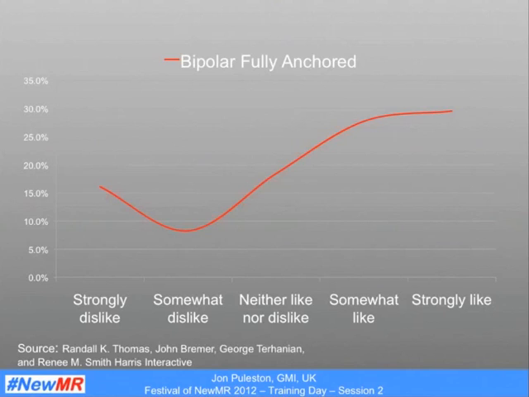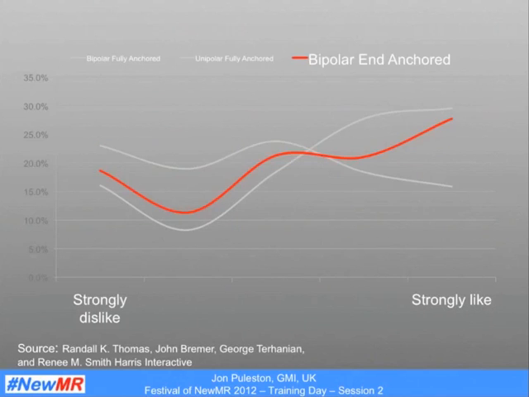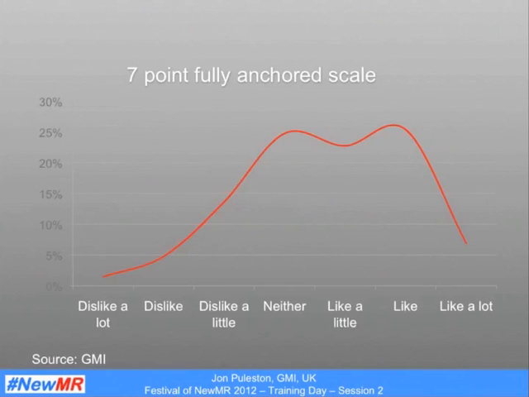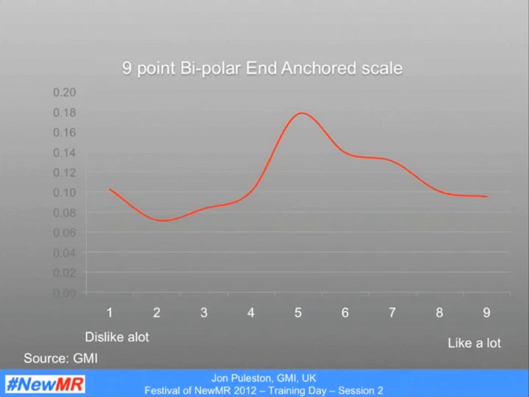If you compare a bipolar fully anchored scale versus a unipolar scale, you get a completely different set of answers. And if you remove the center choices, you get again a different set of answers. If you shift to, say, a 7-point anchored scale, you get what we would call a double hump. If you then shift to a 7-point anchor scale with nothing in the middle, you get a really big central hump. If you then stretch that out to a 9-point scale, you get an even bigger central hump.